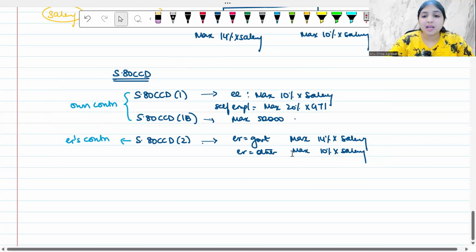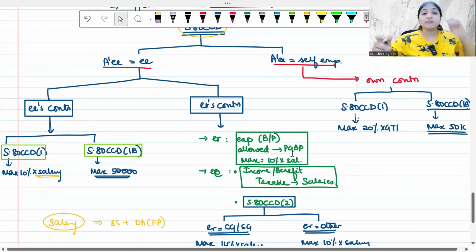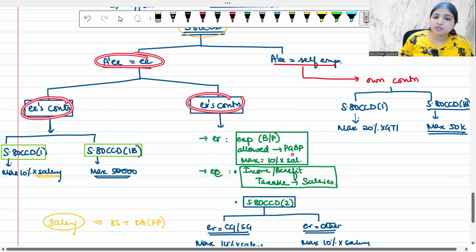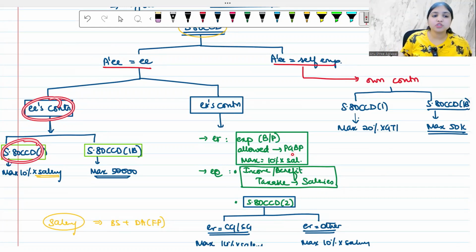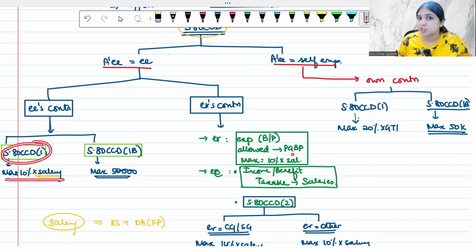Okay, now let's come back to this flowchart. Let's revise this flowchart one final time. If the assessee happens to be an employee, then we'll have employee's contribution and employer's contribution. Employee's own contribution falls under 80CCD(1) and 80CCD(1B). Under 80CCD(1B), a maximum of 50,000 deduction you'll get. Under 80CCD(1), a maximum of 10% of salary you will get as a deduction.